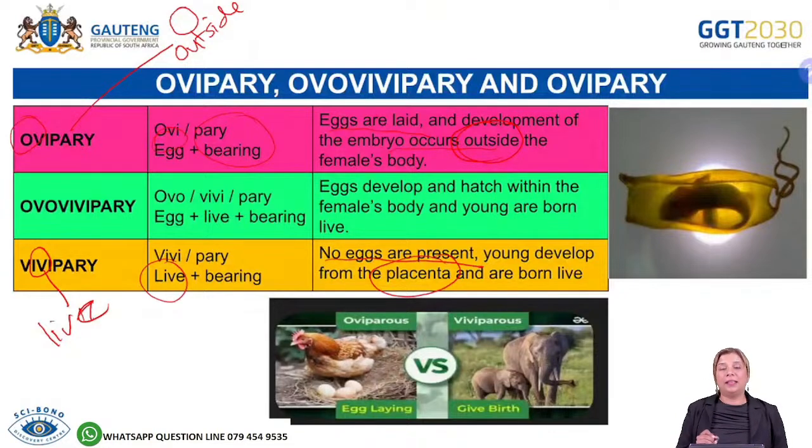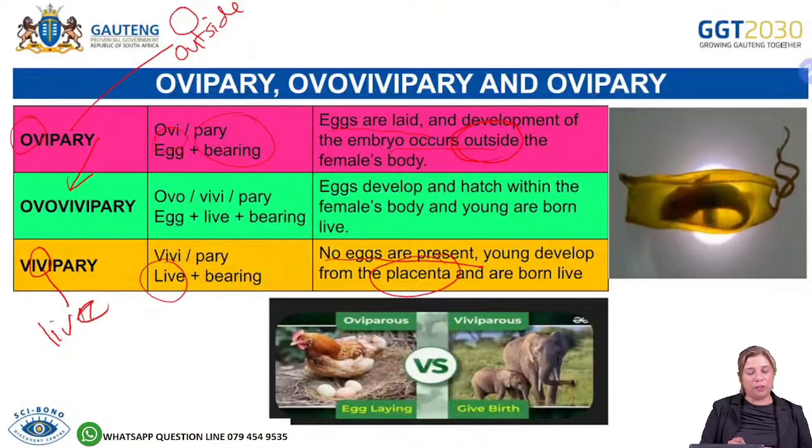Okay? And there's a placenta. And I will show you a diagram a little later of the placenta. And that placenta gives nutrients to the organism inside the mother's body. And then we talk about the third option. The third option is ovovivipary. So do you see? It is a combination of ovipary and of vivipary.